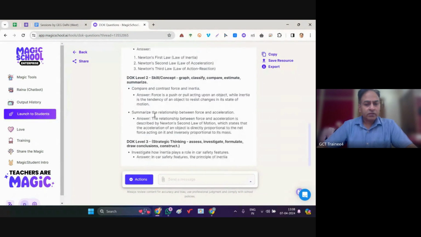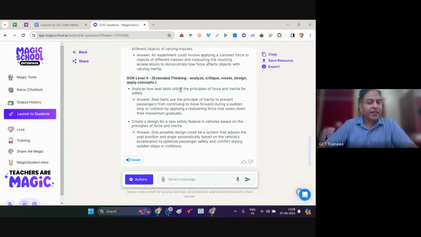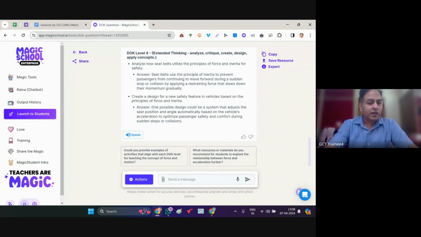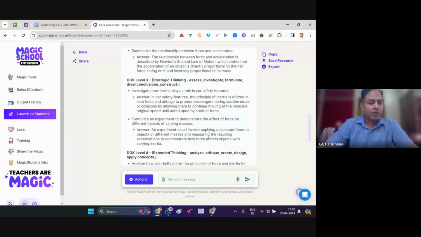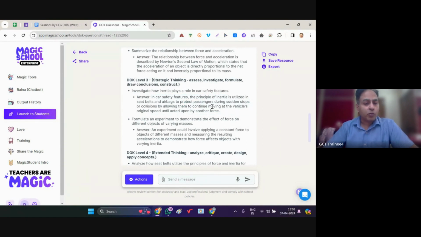So whatever question I did ask, now it is providing me with the possible solutions, possible answers. So I have one basic idea about the problem. Can you see this particular problem based on the higher order thinking skill? Investigate how inertia plays a role in car safety measure. And a probable answer is also provided. But there may be more possibilities, which you can always ask your students to provide.